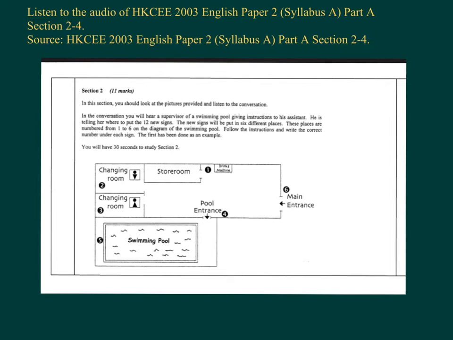There are 2 signs that say emergency exit. Where should I put them? You should put 1 in each of the changing rooms. 1 in the male and 1 in the female changing room, right?